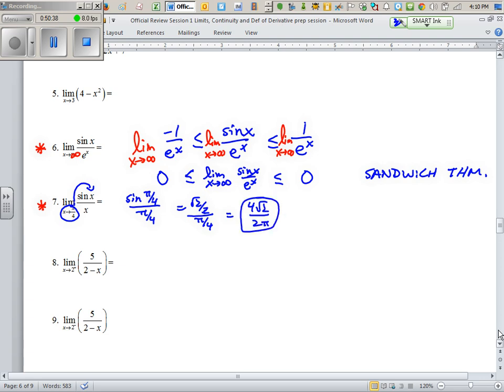So the reason I wanted to do 7 was I want to remind you that when you're finding a limit, sometimes it's as simple as plugging in the number, right? Don't forget about that. With all the cool tricks you know about limits, don't forget about the basics. Those are the only two I really wanted to go over.